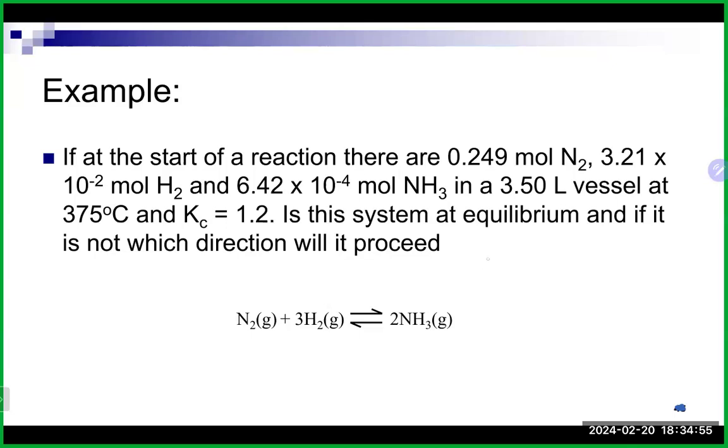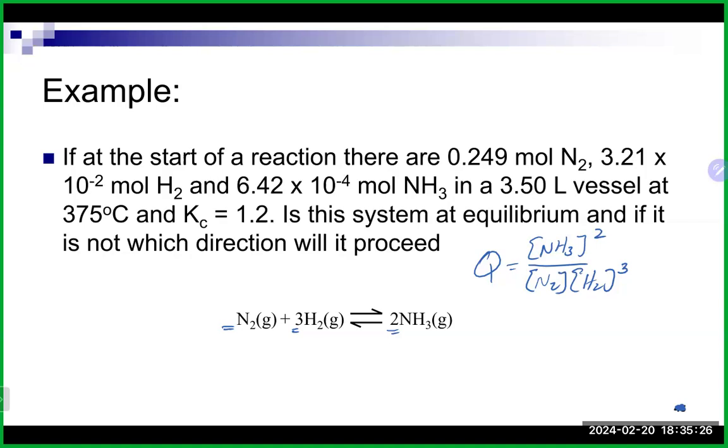So Q in this case will equal the concentration of NH3. And just like we do with K, we do have to square it because of the coefficient that's there. We're going to divide that by the concentration of N2. Again, the coefficient there is 1. And we're going to also divide that by H2, which we do need to take to the third power there, as the coefficient there is 3. So again, the Q expression is the exact same thing as the K expression there.